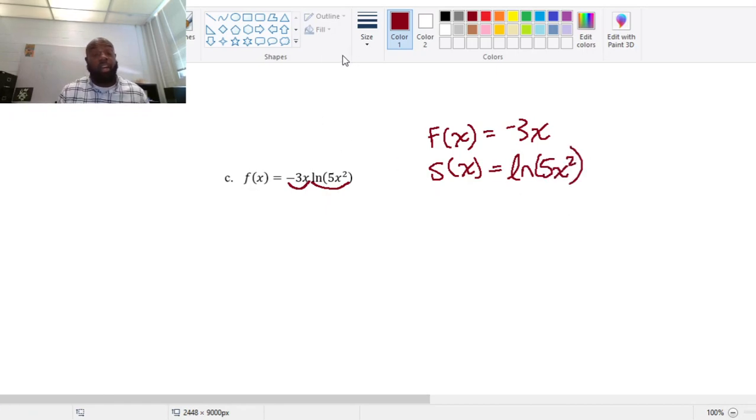Now, this is going to be a little difficult because when I take the derivative of the natural log of 5x squared, I have to remember that this requires a chain rule. It requires a chain rule because that's not just the natural log of x. And we already know the chain rule, so we'll take care of that when we get there. And so now that I know what my first and my second functions are in this product, I'm going to go ahead and take my derivative. It's the derivative of the first. The derivative of negative 3x, since it is linear, is negative 3. And I multiply that by my second function.